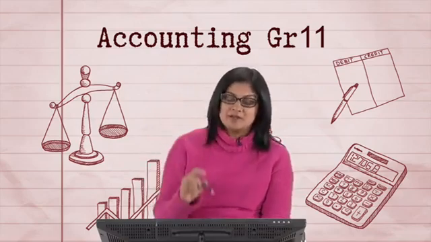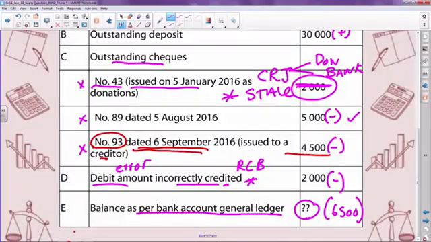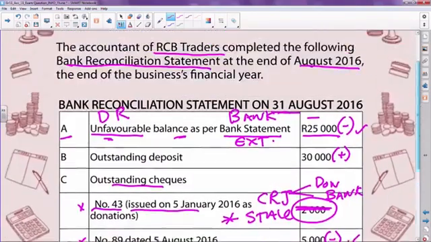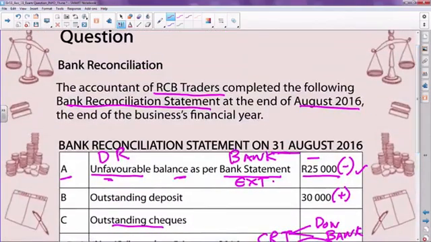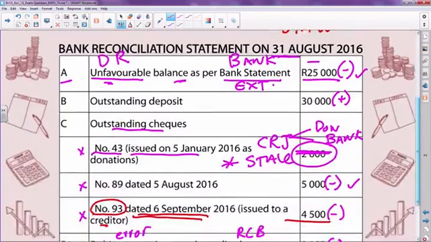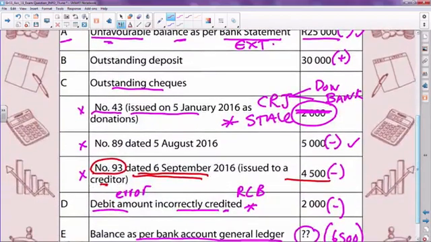Okay, guys, time's up. Right, let's look at check number 93. Remember, it is dated for the 6th of September 2016. And remember, guys, from the information given to you, your financial year ends, okay, end of August. The financial year ends on the 31st of August. And in terms of this particular check, it's obviously going to be paid after the financial year. In other words, on the 6th of September.